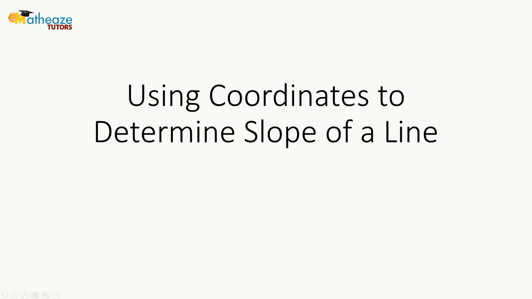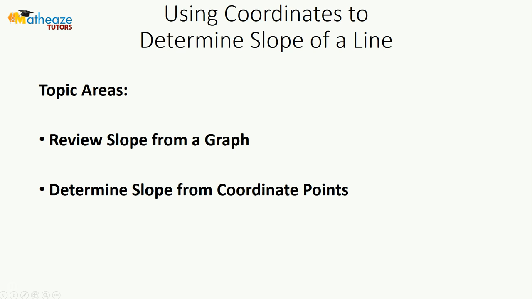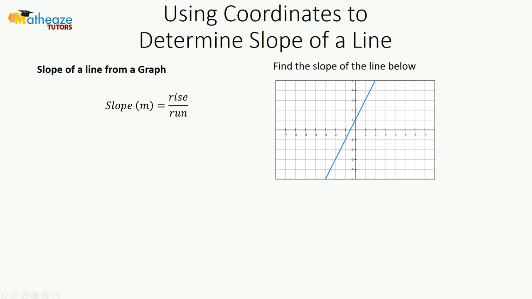Now we're going to look at how we use coordinates to determine the slope of a line. To do this, we're going to first review the slope of a line from a graph, and then we're going to show how to use the coordinate points to determine the slope. So generally, the slope is defined as the rise over run.